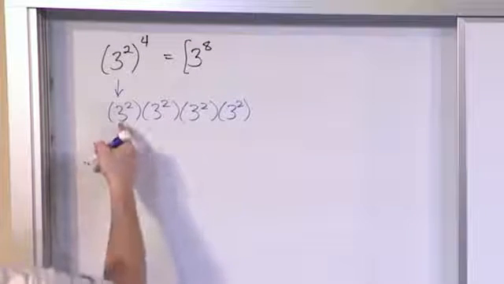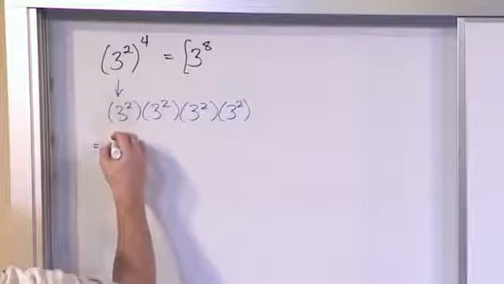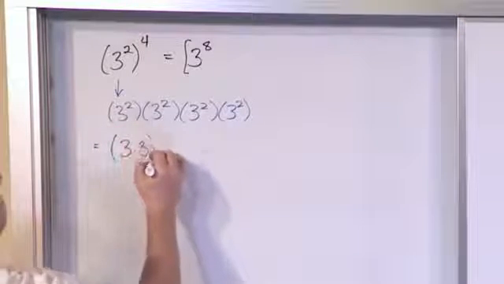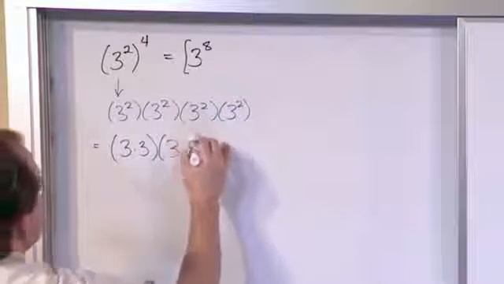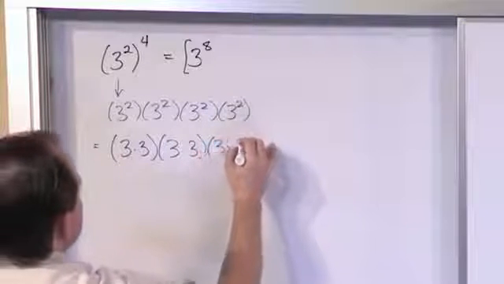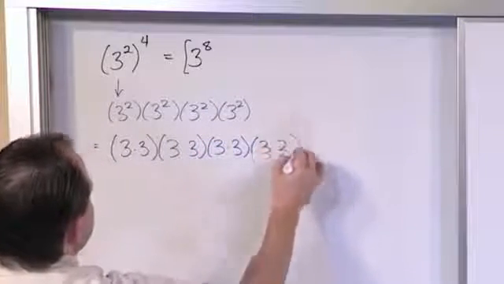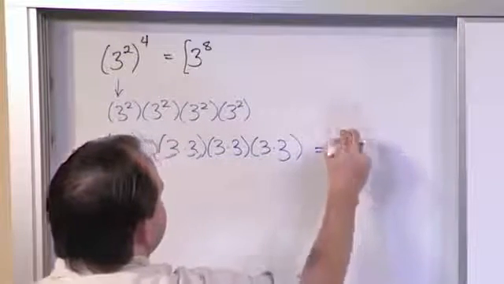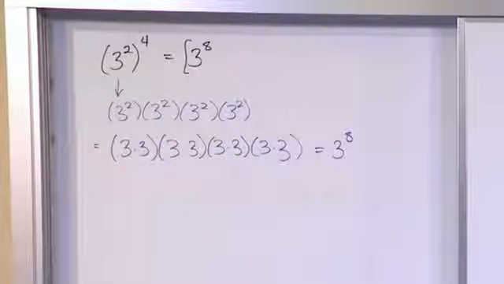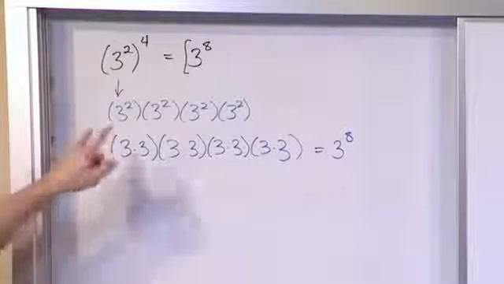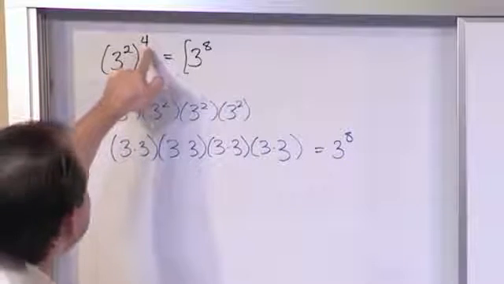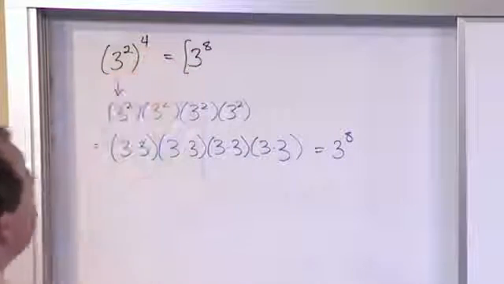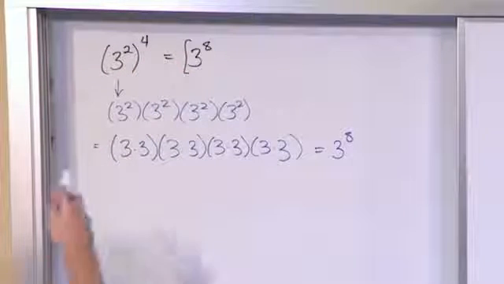But notice that everything in here is squared. So really what I have is 3 times 3, 3 times 3, 3 times 3, and 3 times 3. 1, 2, 3, 4, 5, 6, 7, 8. This is 3 to the power of 8, which is exactly what I told you. So I'm showing you by an example. Basically, if you have a power raised to another power, you just multiply the powers together. So they're all simple rules.